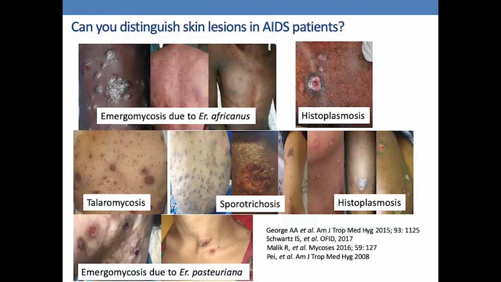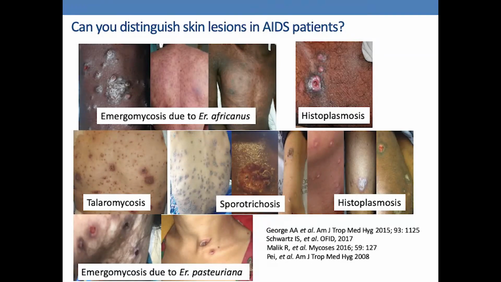This is the emergomycosis which is coming up. Emergomycosis africanus. I said yesterday in the first lecture, in case of our country, we have seen emergomycosis pastorina, they have got similar lesions. This is a lesion in histoplasmosis that had been there. This is talaromycosis, a very typical lesion, which had already been shown by Professor Lee.